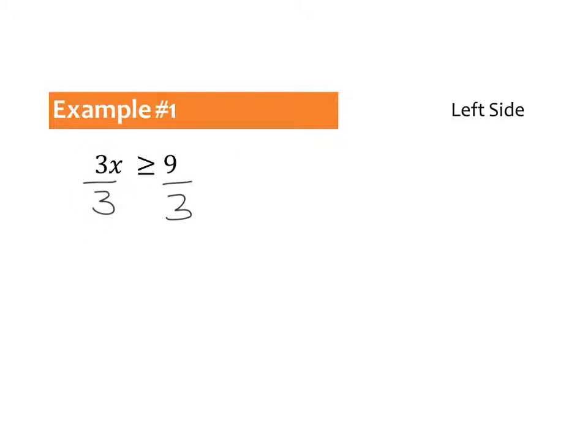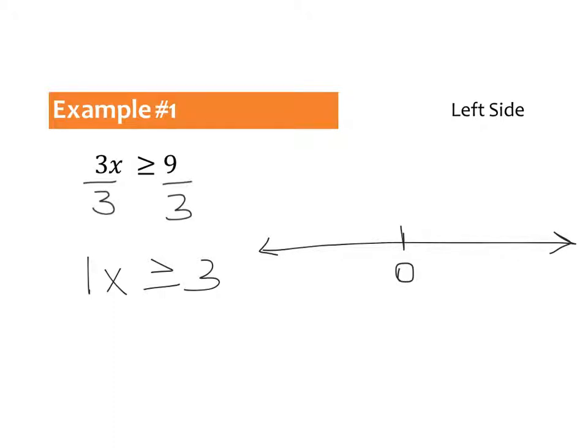3 divided by 3 will give me a 1x, and then 9 divided by 3 will give me 3. And then I'm going to just bring my greater than or equal to symbol. That's all I need, right? So now I've already solved this problem. I'm going to go ahead and graph it. So I'm going to make a number line, and I have my 0, right? I'm going to go over to 3 because that's the number that we're working with. 1, 2, 3, right?